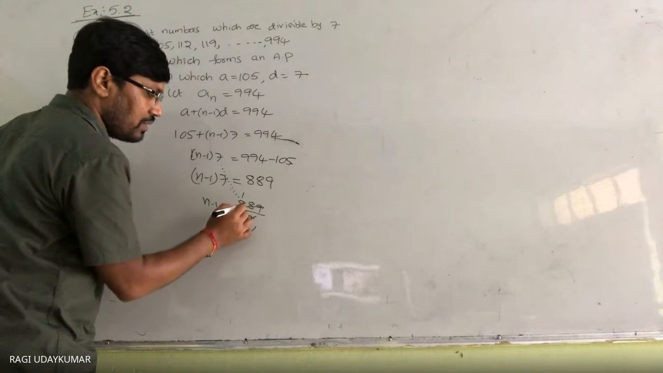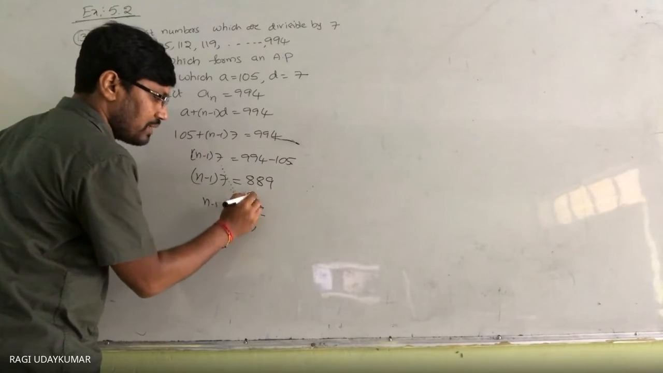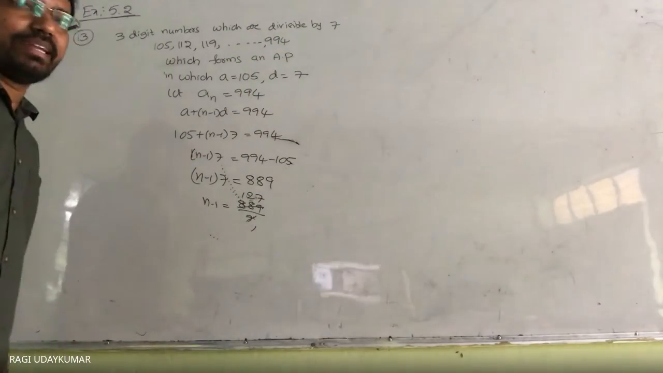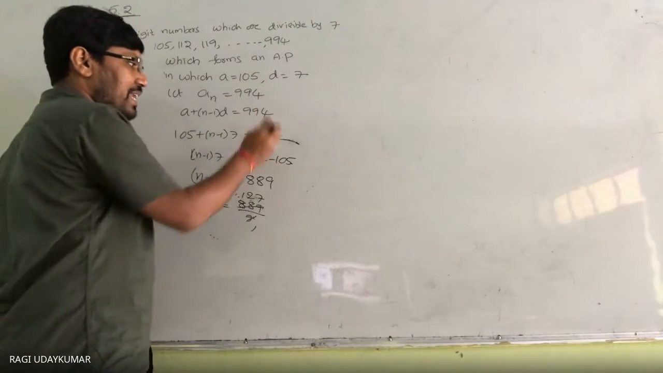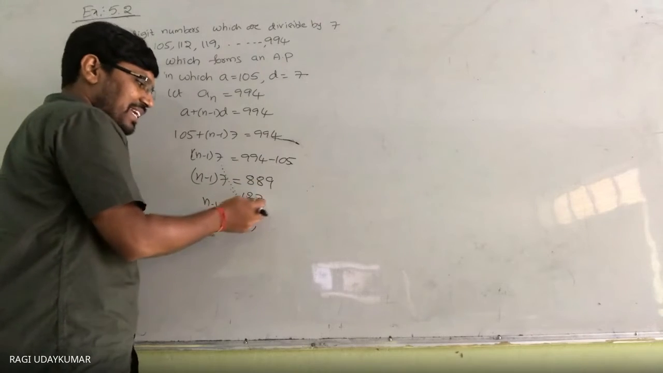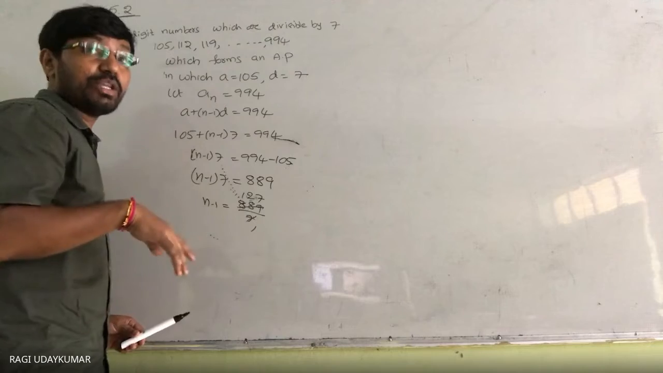7 1s are 7, 7 2s are 14, 7 7s. Suppose in case you write it like this, if at the start I wrote 995, then either 995 or 890 would come. 890 is not divisible by 7. So that means we committed a mistake somewhere else. You can identify that.